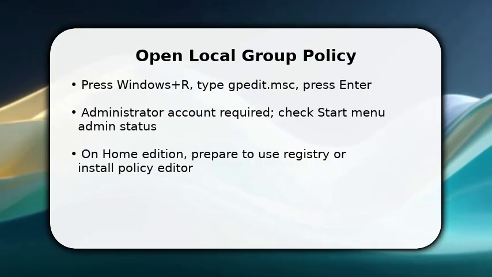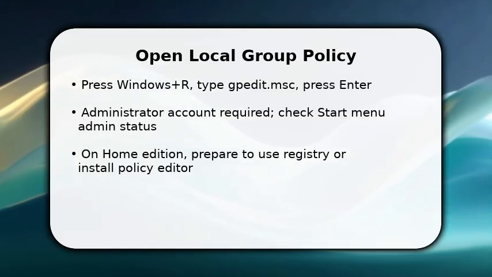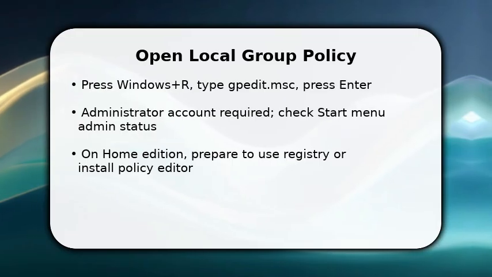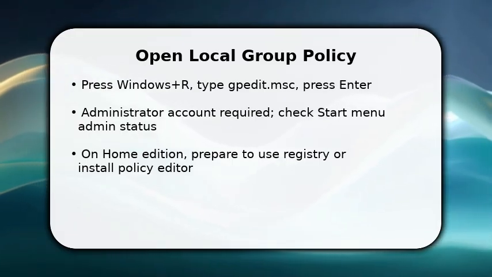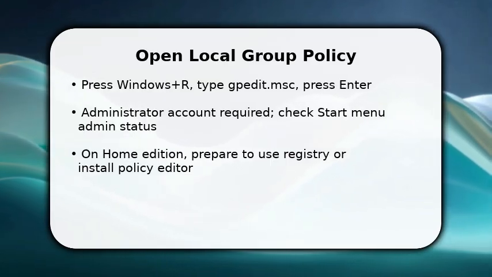You start by opening the local group policy editor because this is where settings live. Press Windows plus R, type gpedit.msc, and hit Enter. If you see an error, make sure you are using an administrator account since policies require elevated rights.